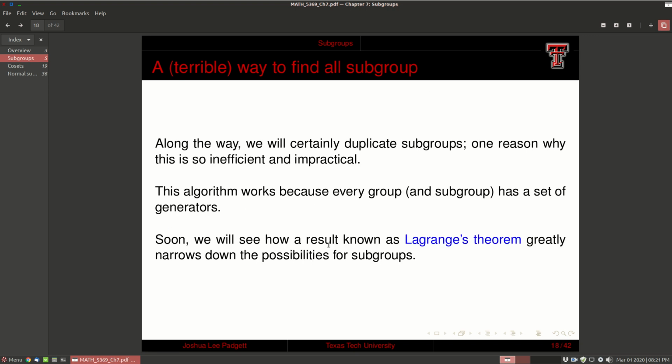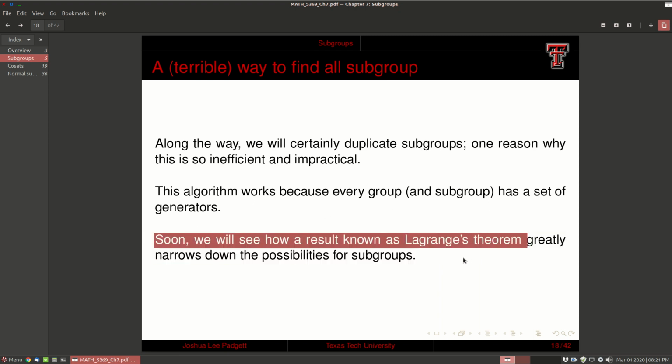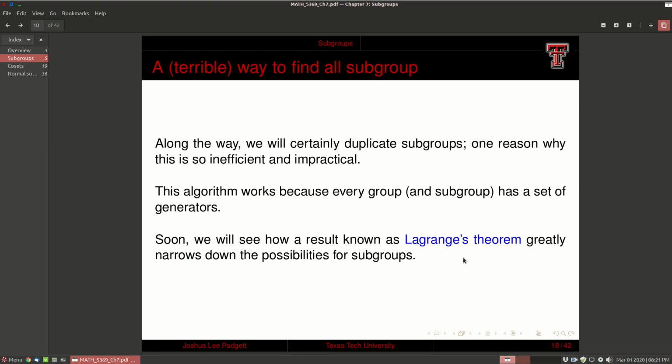So this is just saying what I just said, that there's going to be repeats, and this algorithm works because every group and subgroup has a set of generators, so by considering all possible generators, clearly I would get everything. But we're actually going to see that Lagrange's theorem gives us a much better way of going about this, because Lagrange's theorem tells me which subgroups are not even possible, so I don't even have to consider them. So Lagrange's theorem is very powerful because it tells me what all subgroups can look like. Not that they have to look that way, but what they can look like. And by knowing that, I can eliminate lots of possibilities.